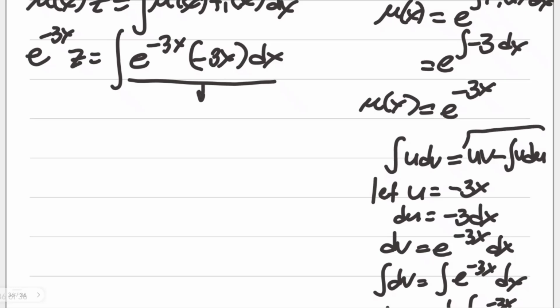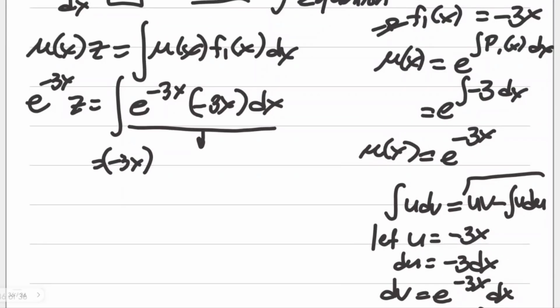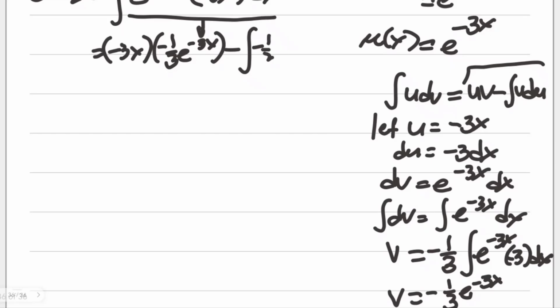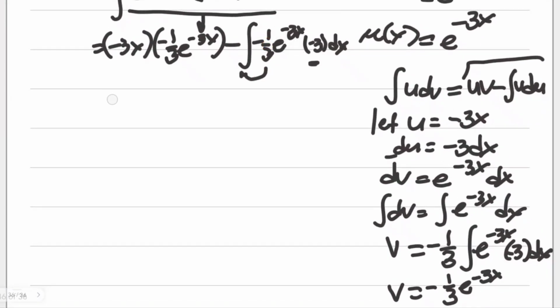So this follows this concept. u is minus 3x times v, which is negative 1/3 e to the power of negative 3x, minus v du, which is negative 1/3 e to the power of negative 3x times negative 3 dx. This is our du here. Now we can take this out because we already have 3 here. Let me decrease the size. So this will be cancelled, and you have x e to the power of negative 3x.